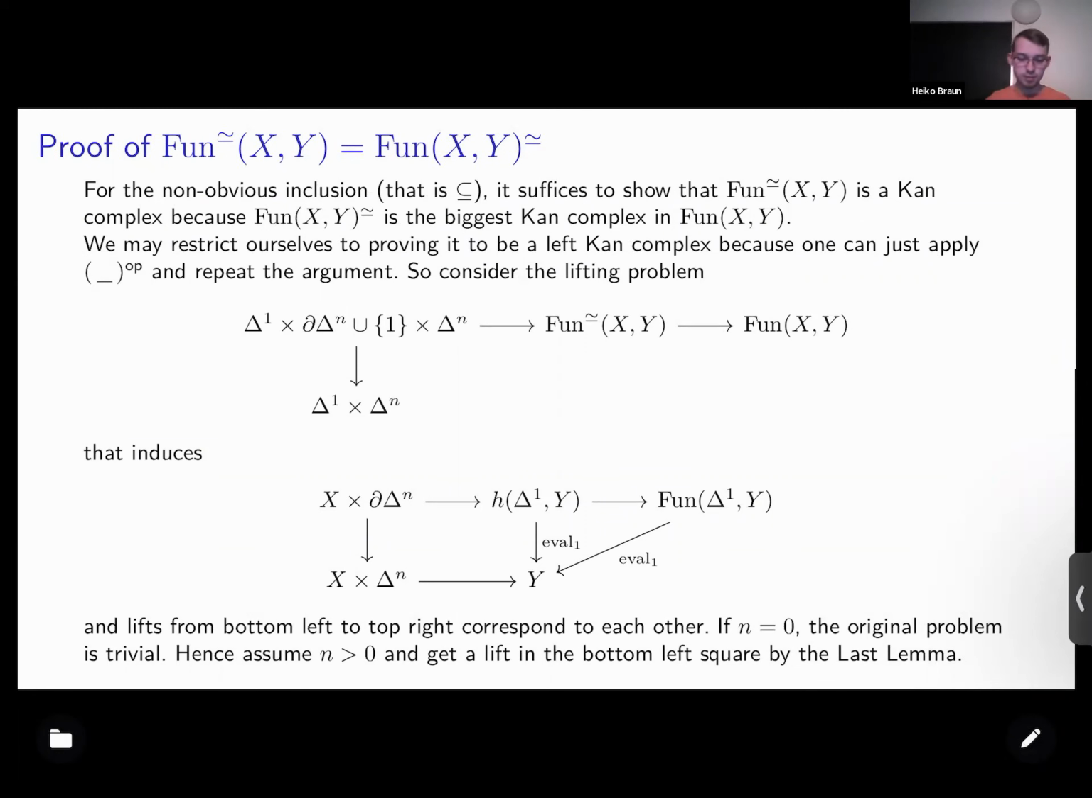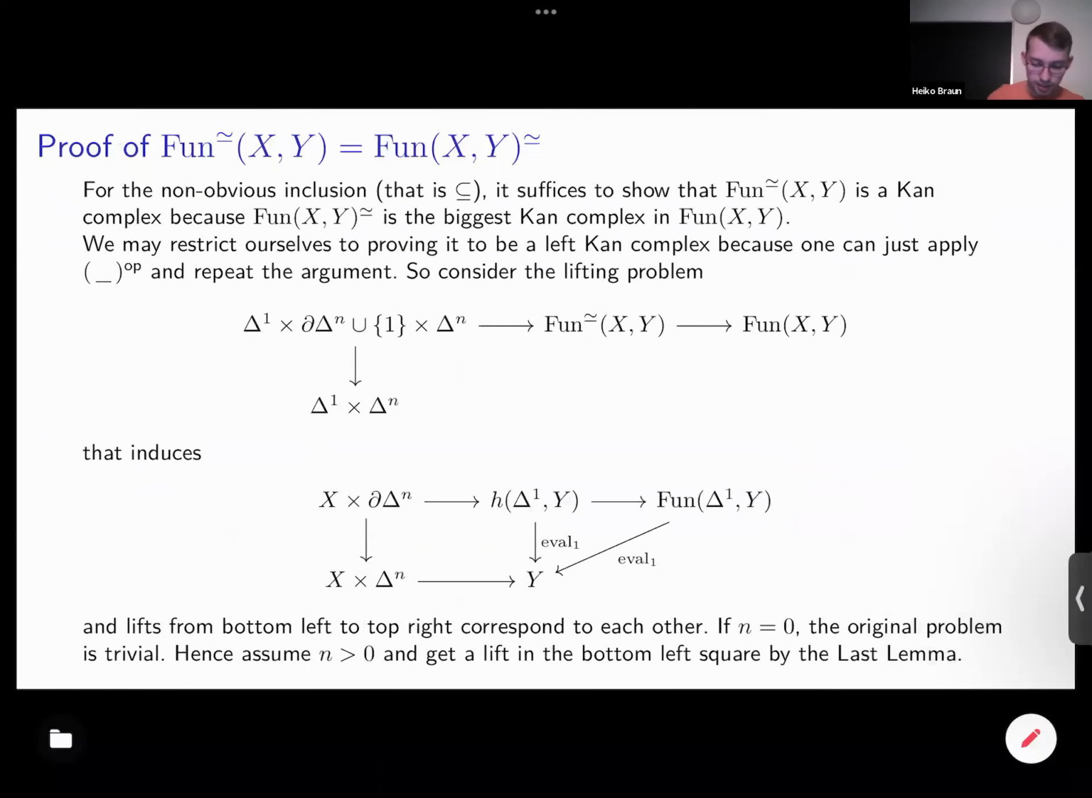namely that now the functor category, the object-wise invertibles, is the same as the core of the functor category. So one inclusion is rather obvious, namely the one written down here. If something is in the core, then of course all the evaluations will be isomorphisms.